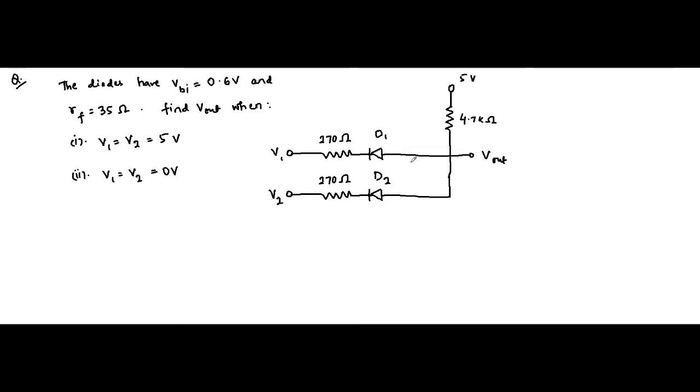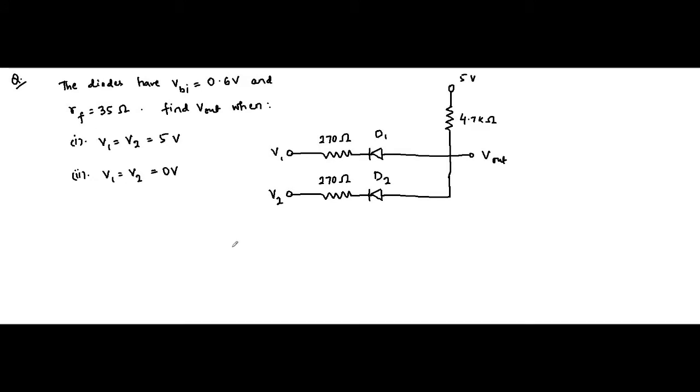Okay, so here it is given that the built-in potential is 0.6 volt, and the forward resistance is 35 ohm for these diodes D1 and D2. We have to find out this output voltage when V1 and V2 are equal to 5 volt, that is the first case. In the second case, V1 and V2 are equal to 0 volt. So for these two cases, we have to find out V out. Okay, so the first case.